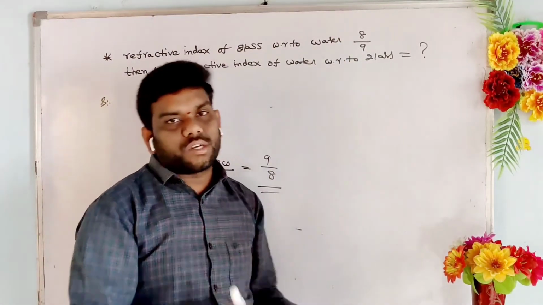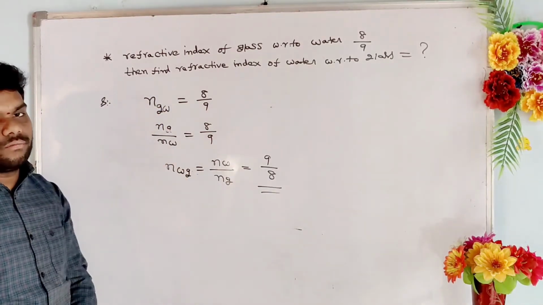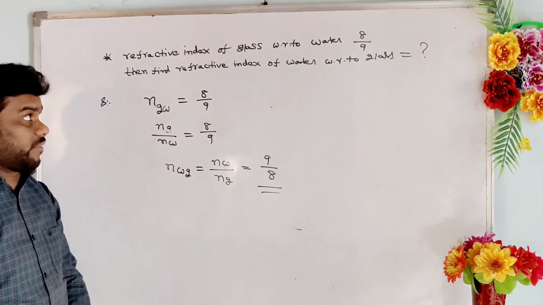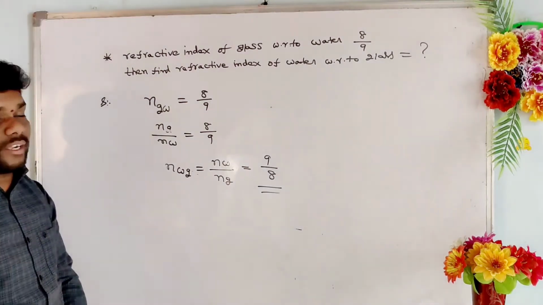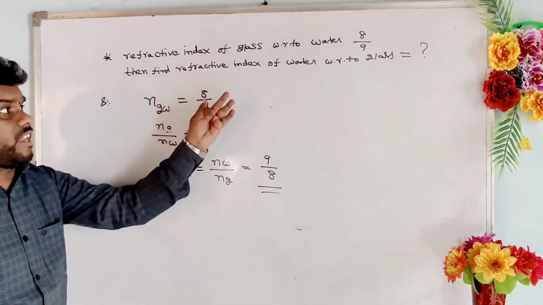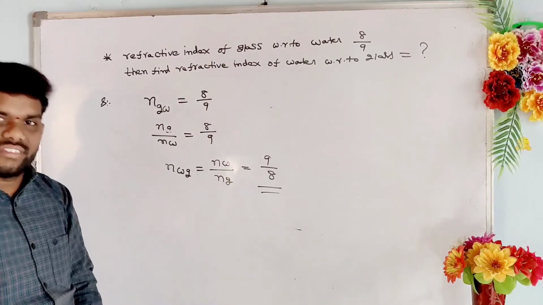Okay, it is also based on refractive index problem. Stop the video, pause it and note it down. It is very important. Refractive index of water with respect to glass is the reverse. Refractive index of glass with respect to water is 8/9. Then finally automatically your answer is correct. Yes, what is that? 9/8.